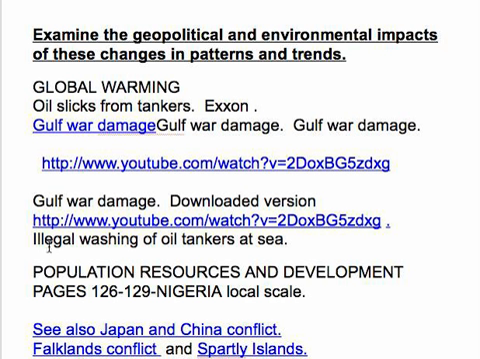Let's have a talk about this one. The illegal washing of oil tankers at sea. Happens all the time. It's very easy when you're out in the remote sea for you to just wash out your oil tankers. This is of course related to the overall demand for oil, but also the pattern of consumption.